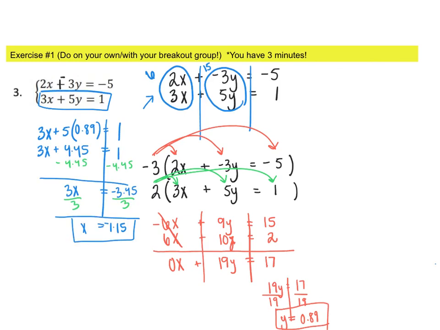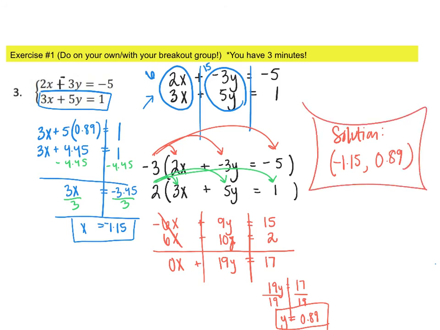All right, I've gone ahead and I did my math out. You can check your math with my math if you need to. But we just solved for that x variable, and when I did all my math out, I used a decimal. I got negative 1.15 for my x. So the solution to this system is negative 1.15 for my x and 0.89 for my y. Okay, and that is the last exercise we've done.